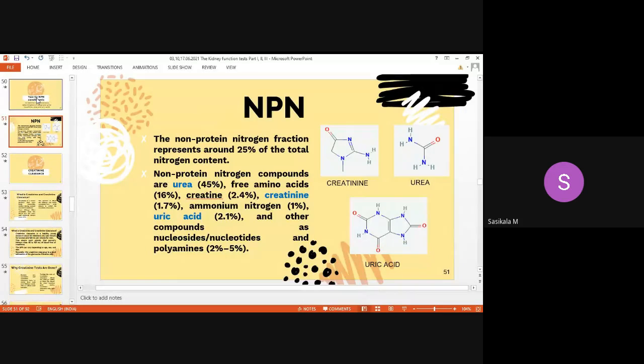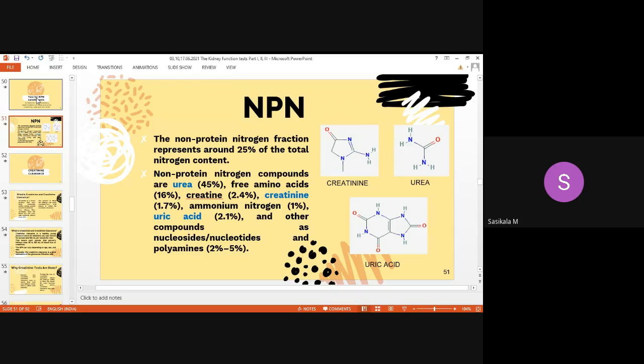And then free amino acids, that is 16%, then creatine 2.4%, creatinine 1.7%, then ammonium nitrogen, nitrogen present in ammonium, it is 1%, then uric acid 2.1%, and other compounds such as nucleosides, nucleotides, and polyamines 2 to 5%. So these are the constituents. Now, these are the non-protein nitrogenous constituents and their composition in the body.